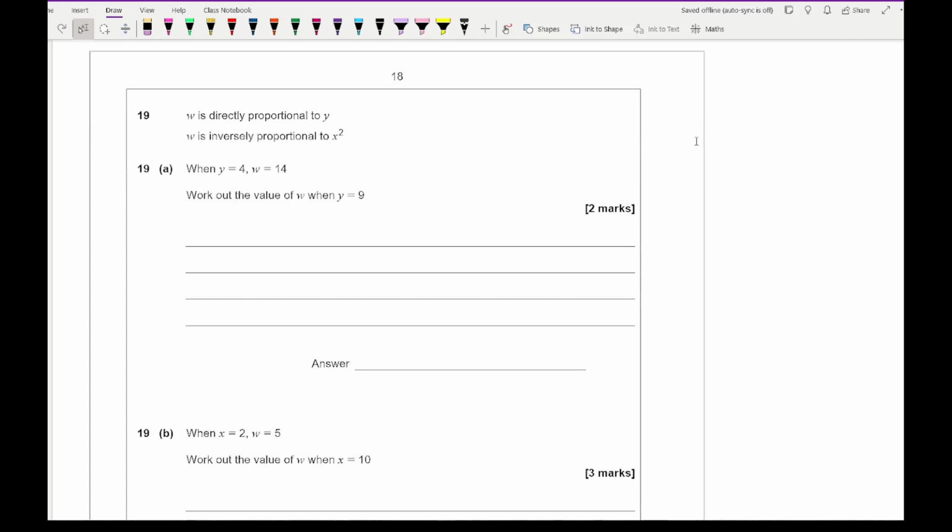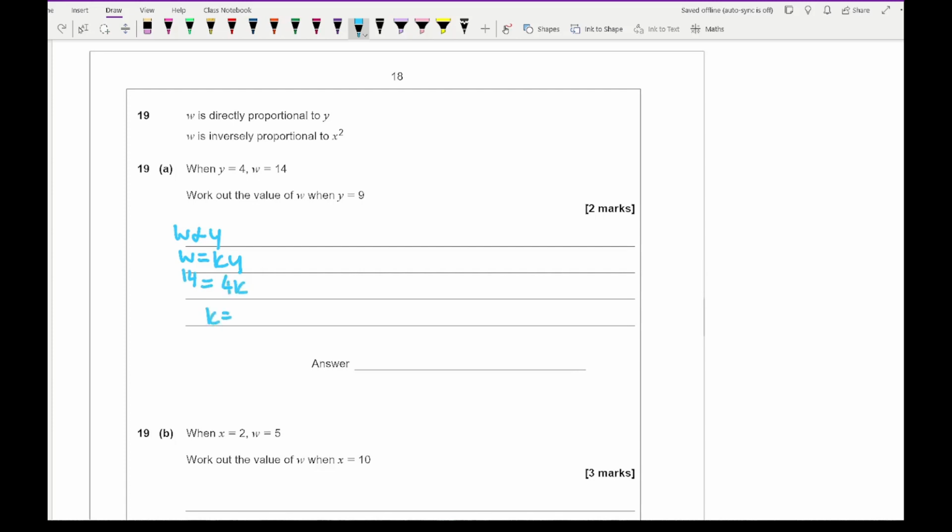It says that W is directly proportional to y. W is inversely proportional to x squared. When y equals 4, W equals 14. Work out the value of W when y equals 9, and it's worth 2 marks. So first thing we need to do here is first of all work out the formula. So here we've got W is proportional to y, and then we replace the proportional symbol with equals k. Then we substitute the numbers in to work out what k is. So I've got 14 equals 4k.